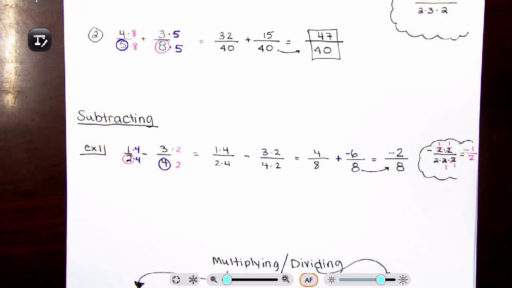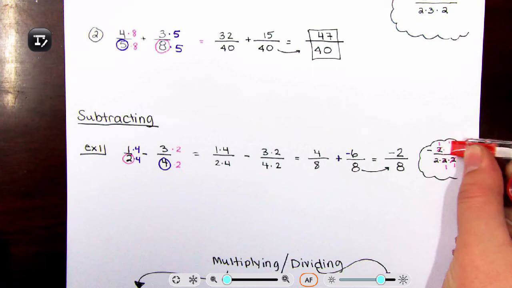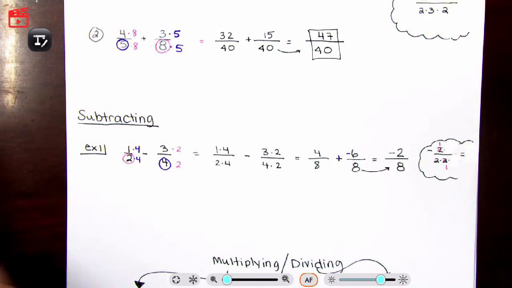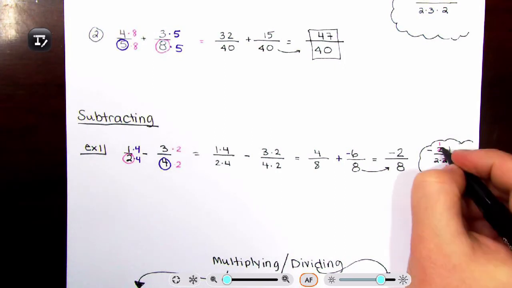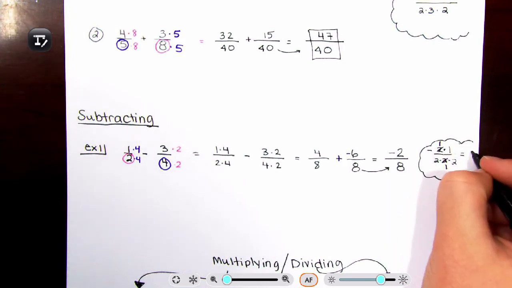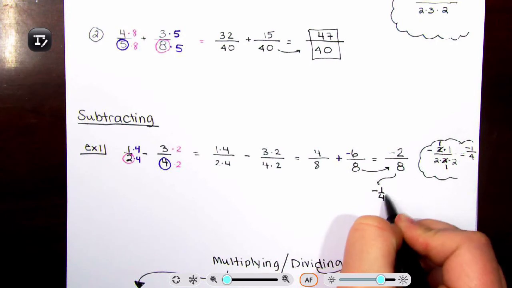Oh, excuse me. Did you guys see that hiccup? There was a hiccup. I'm like, that's not right. Let's erase that. 2 is not 2 times 2. That equals 4. I only have 2 times 1. I don't know where my 4 came from. So that means I only have 2 divided by 2, which means I am left with 1 on top, negative, and then 2 times 2 is 4, so I have 1/4 left over. This is negative 1/4 as my final answer.